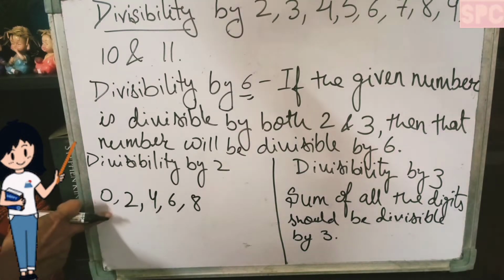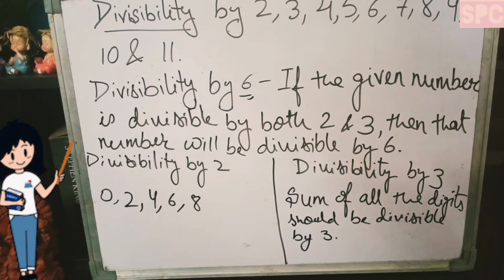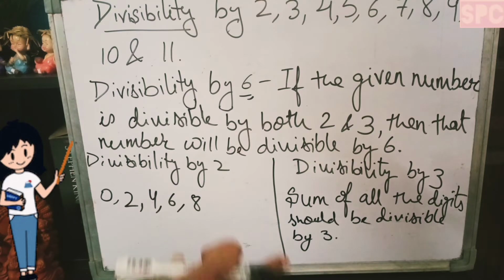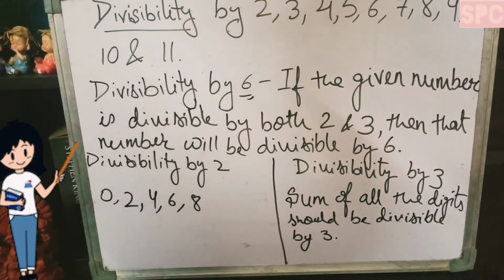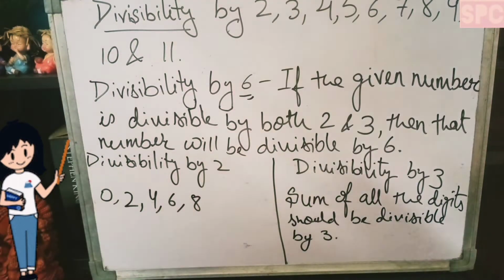If that digit is either 0 or any other even number, then that number will be divisible by 2. And to check the divisibility by 3, we just have to add all the digits in that particular number, and if after adding all the digits the sum is divisible by 3, then the entire number will also be divisible by 3. Let's check this with the help of an example.